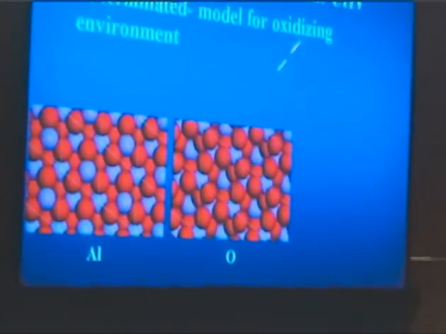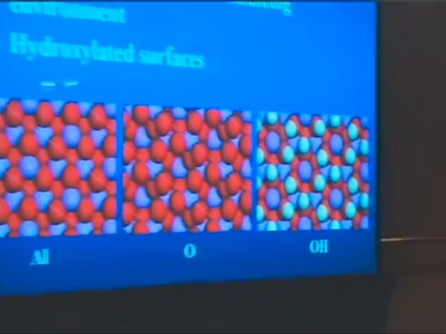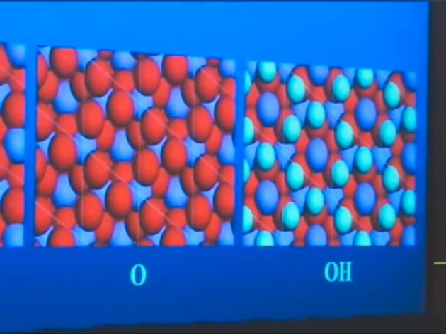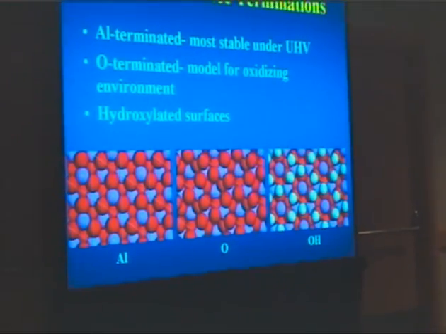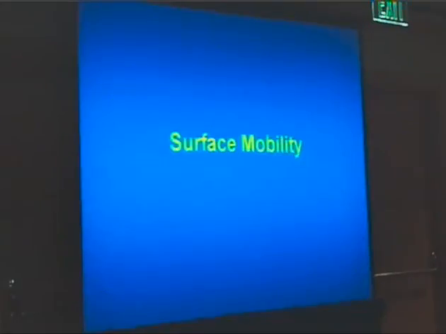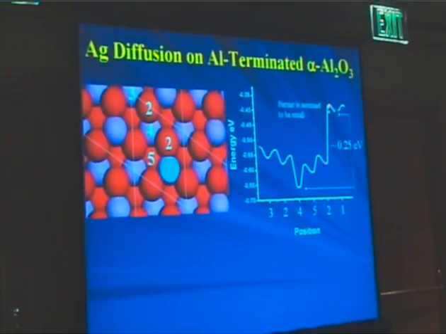Under higher oxidizing conditions, you might form an oxygen terminated surface, and under a number of conditions, what we see are hydroxyl groups of various degrees, and all of these can ultimately play a role in terms of diffusion of mobile intermediates on the surface. So this is just the one step of mobile intermediates.